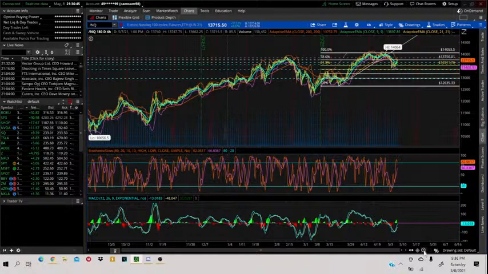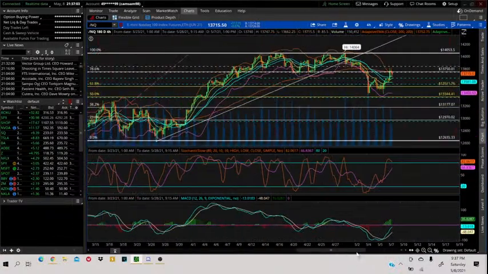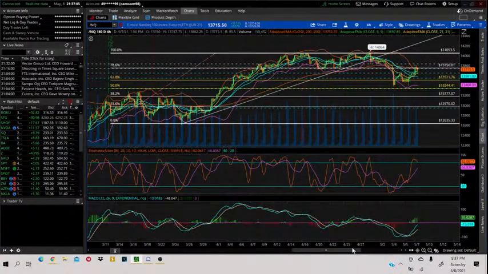And once the supply and demand gets broken, the supply can become the new demand. The demand can become the new supply, whichever way it breaks out. If it breaks above the supply, that now becomes a demand. If it breaks below the demand, that will now become the supply. So supply is selling, and demand is essentially buying.